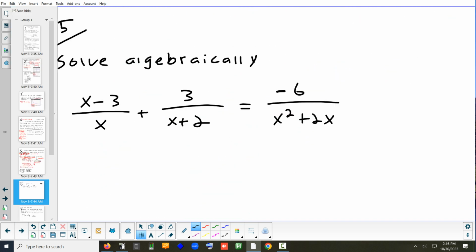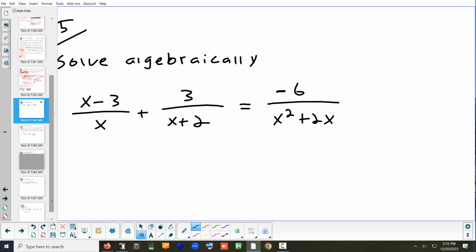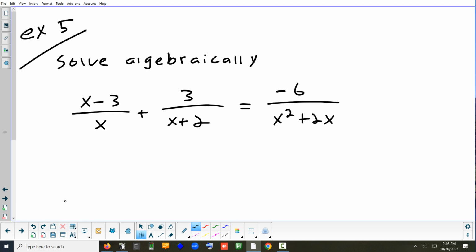Let's try 5. And what I always want to do first is look at that right-hand side and factor it and make sure that it's the other two factors. This time it's not the two sets of parentheses. What can you factor out of here? Just x. And if you pull the x out, what are you left with inside the parentheses? x plus 2. Perfect. So this denominator is the product of those two.